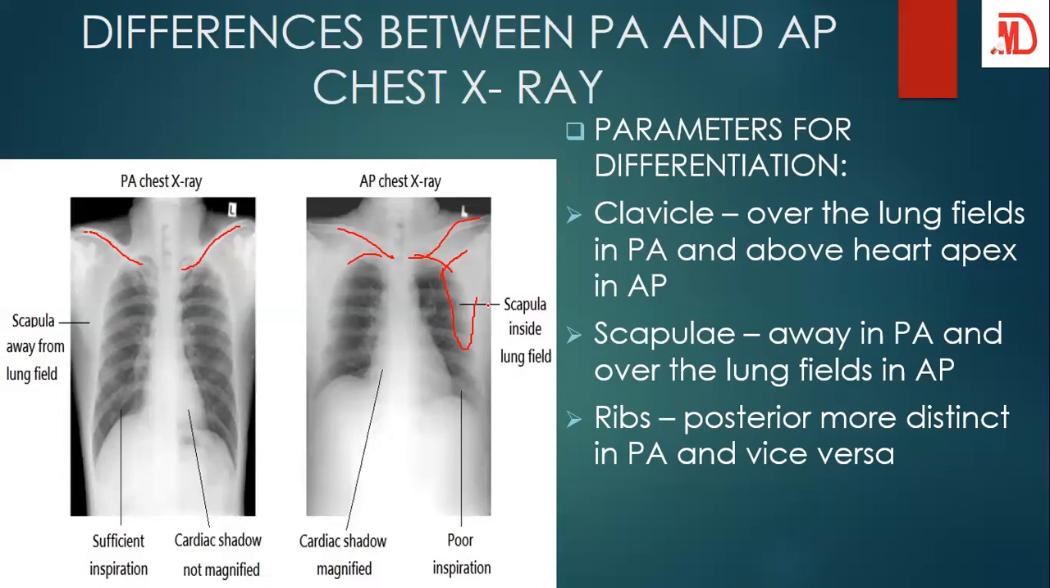Okay. And then one last parameter is the heart. So the size of the heart is very important. And in AP view, it is relatively enlarged. This is the same patient too. But look at the size of the heart compared to this area. This one looks more enlarged than this one. Again, we'll do the reading, where I'll talk about how to do this.